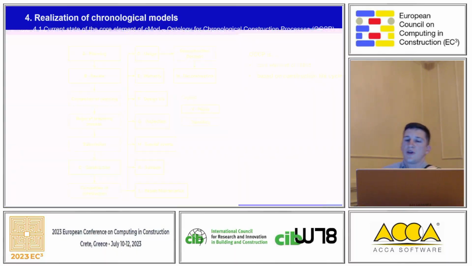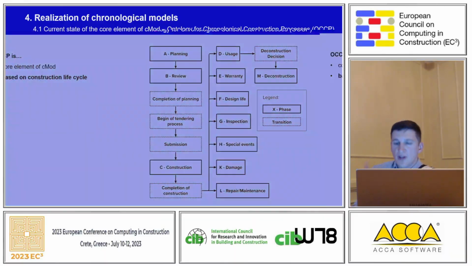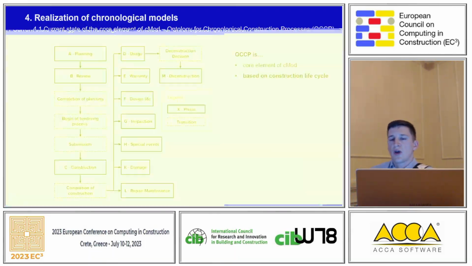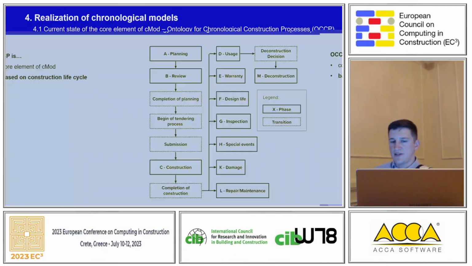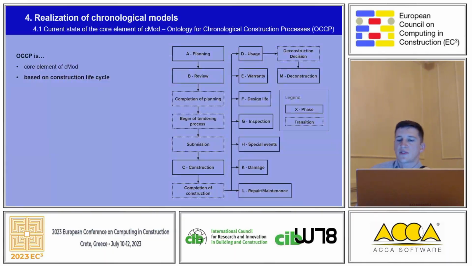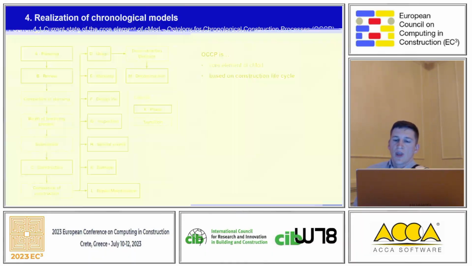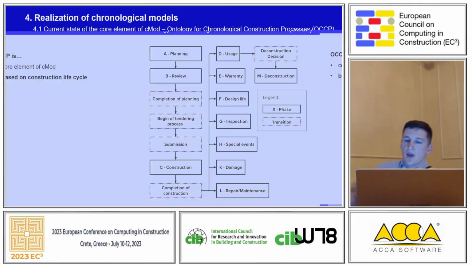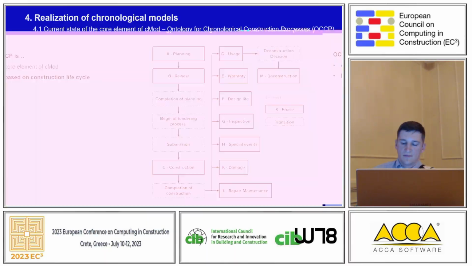OCCP is the core element of CMODs, and it's based on the construction life cycle. The structure of the life cycle, which you can see on the right, consists of phases and transitions between phases. We start with the planning and review phases, and with the acceptance of the final plan in the review phase, the planning is completed. Then the tendering process starts, and it ends with the submission and construction, and the construction phase starts. With the completion of the construction, we have several parallel phases: usage, warranty, design life inspection, special events, damage, repair, and maintenance. And after that, the deconstruction decision marks the transition to the deconstruction phase.